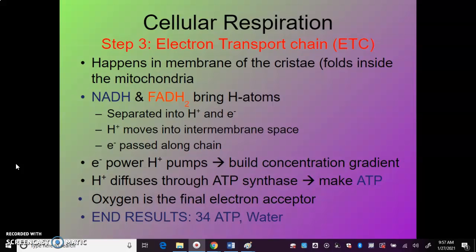Again, we saw ATP synthase when we looked at the light-dependent reactions in photosynthesis. So it's the enzyme that makes ATP. Remember, you're going to see ADP add on a phosphate to then become ATP. Oxygen is considered the final electron acceptor. So when the oxygen gets hydrogens and electrons onto it, that's how the water's then made. The end result of the electron transport chain is you're going to produce 34 ATP molecules, and all those ATPs are coming from the energy that's being carried in the NADH and the FADH2. And you're also going to produce water.